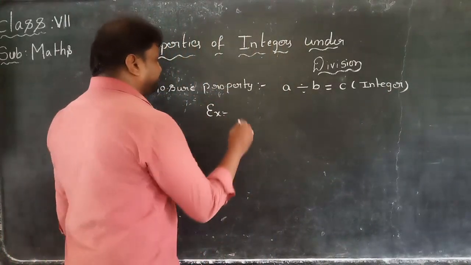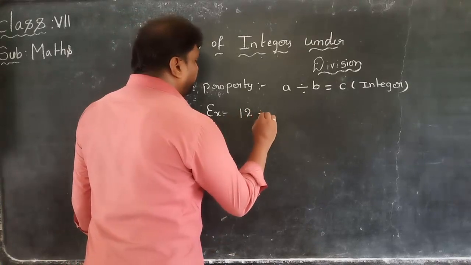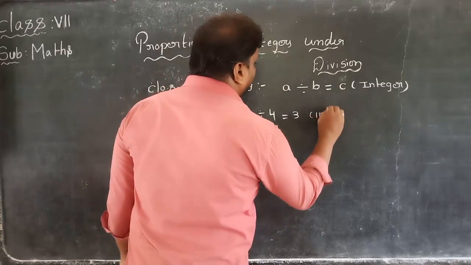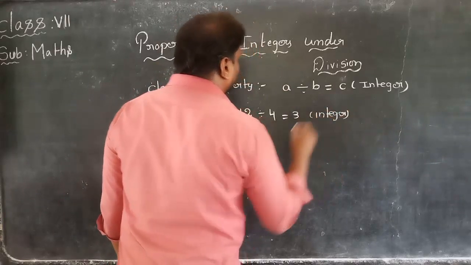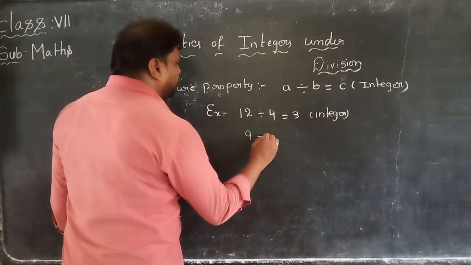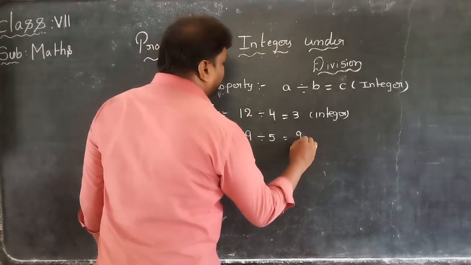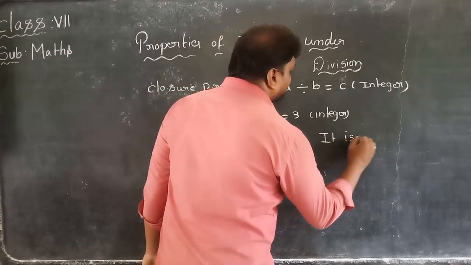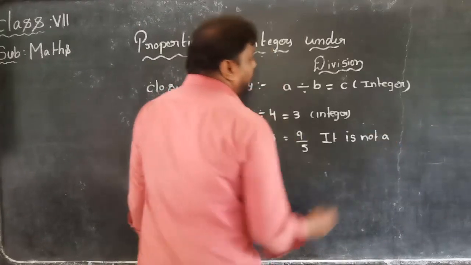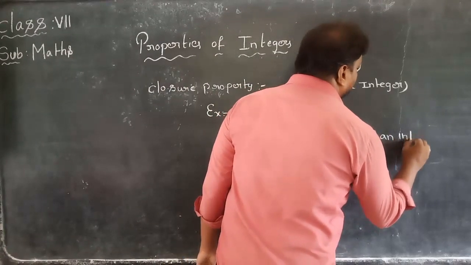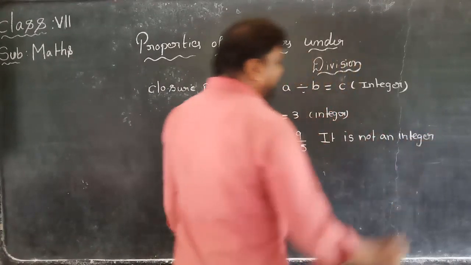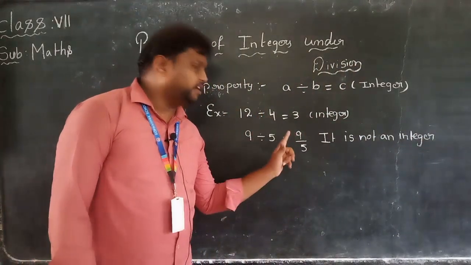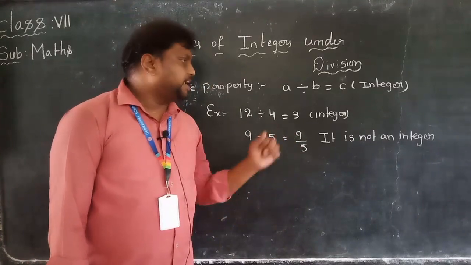Okay, example. 12 divided by 4 is equal to 3. Yes, it is an integer. Then 9 divided by 5 is equal to 9 by 5. It is not an integer. Why? Because in division or ratio we have a numerator and denominator. It is not an integer. It is a fraction.